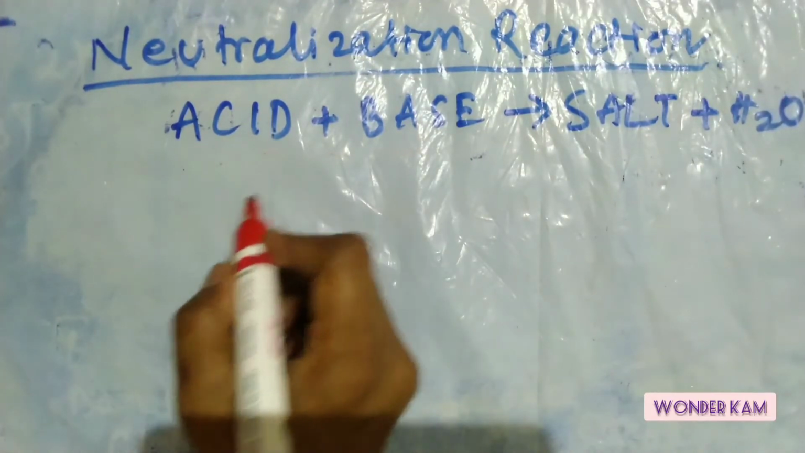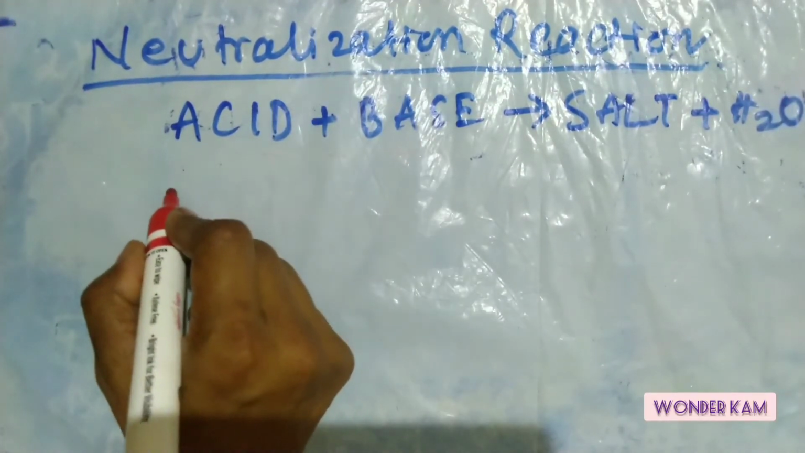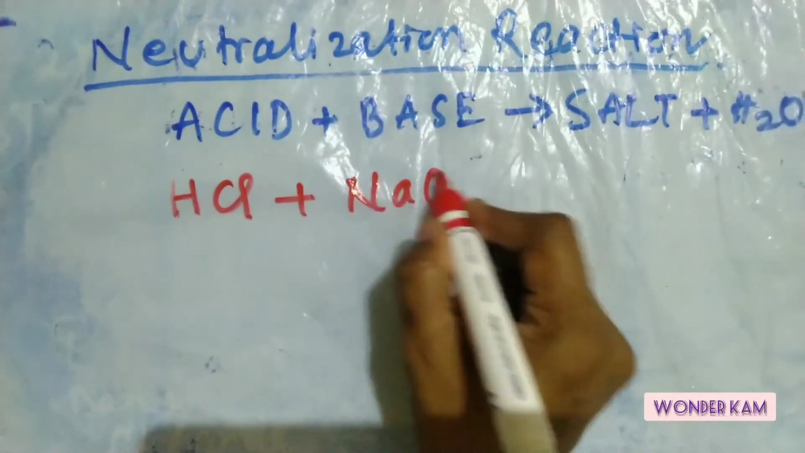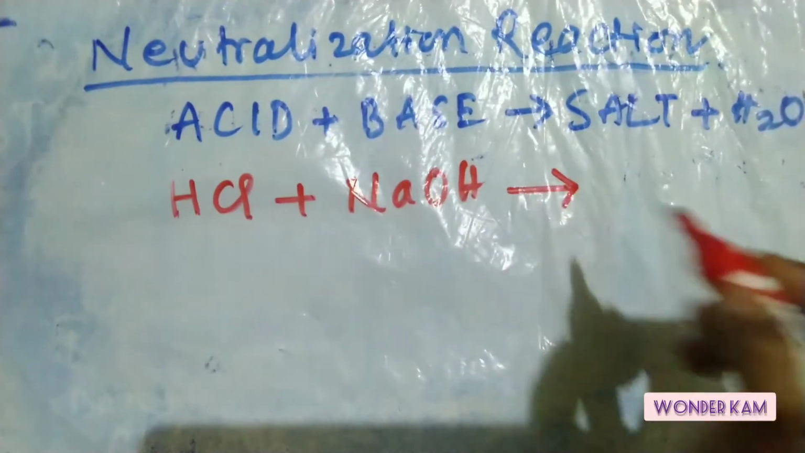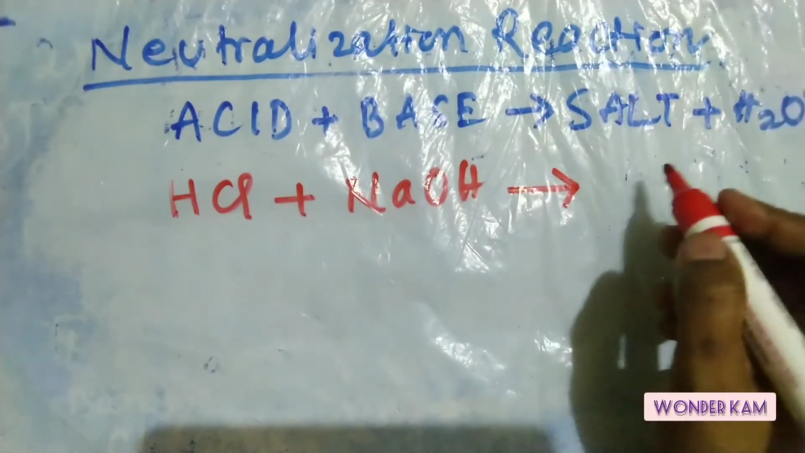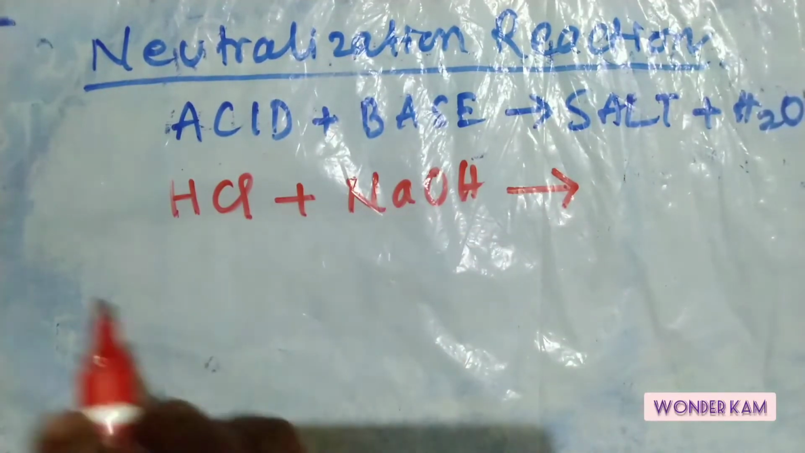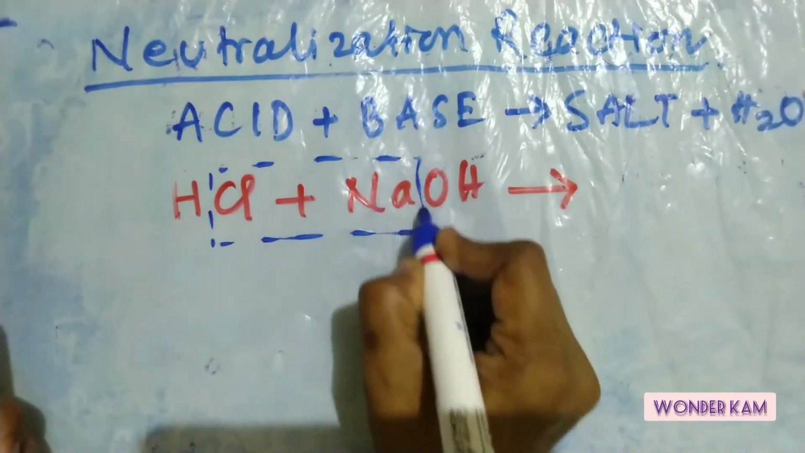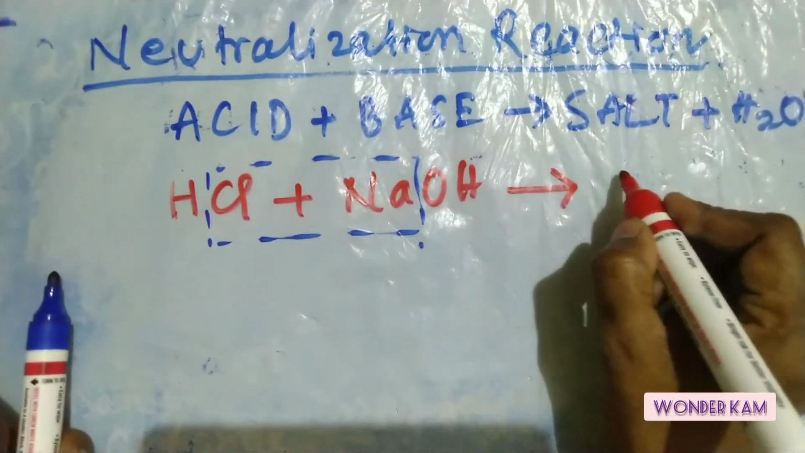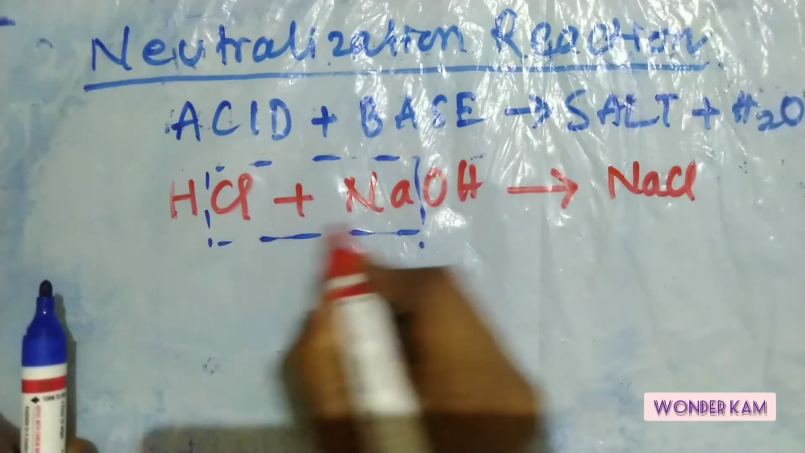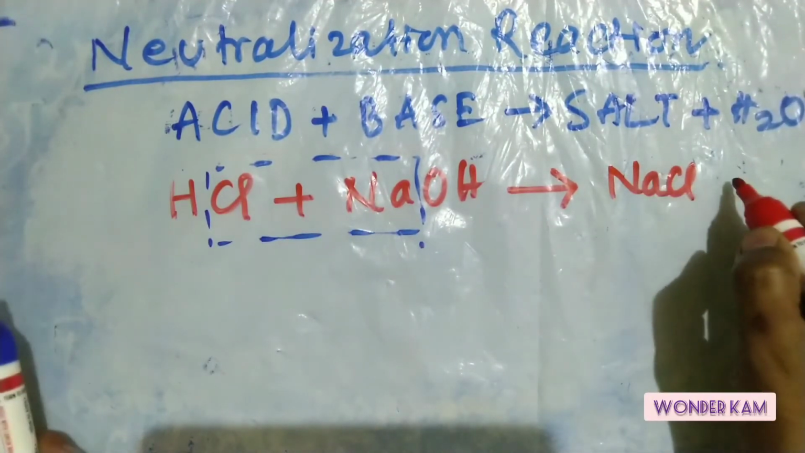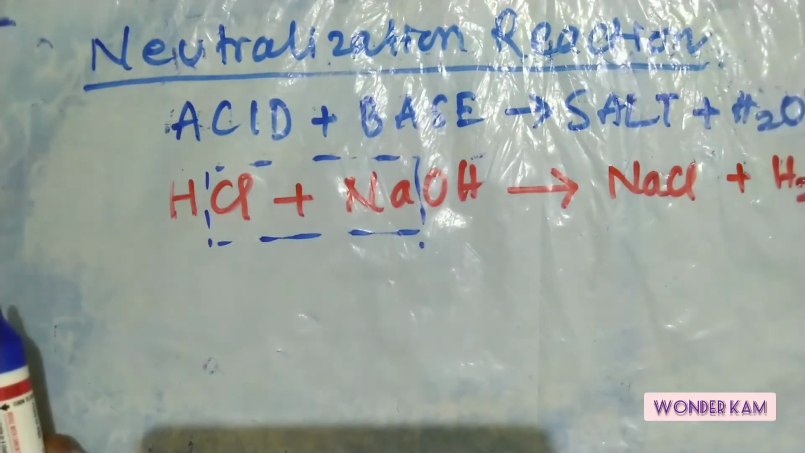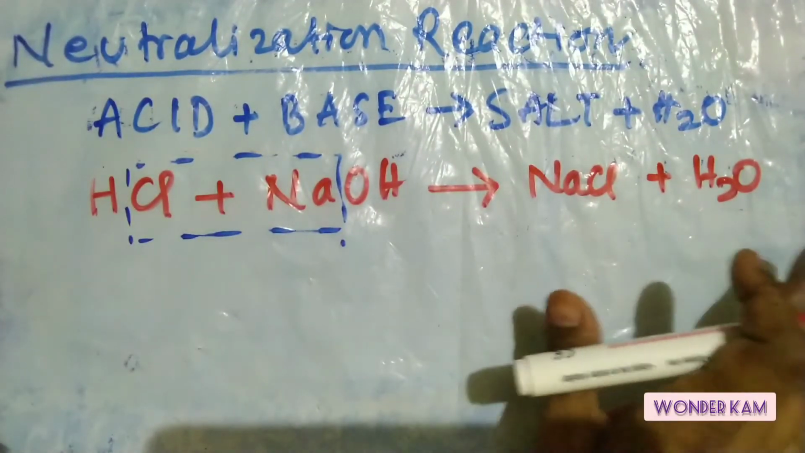A common example: suppose we take HCl, a common acid, and the base is, as I told you, a compound which contains hydroxide ions. So the salt will be NaCl. Positive ion comes first, so sodium chloride, and OH and H combined together give water. Is that clear?